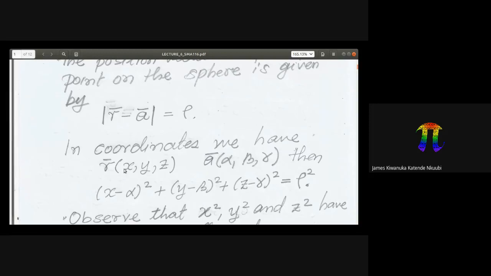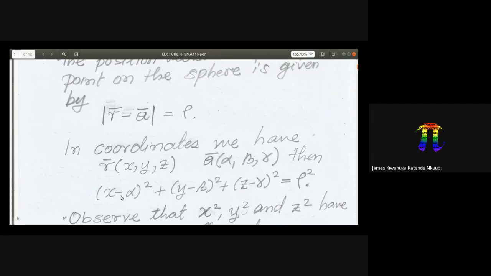So if you get the coordinates of the position vector of any point on the sphere, that should be x, y, and z. And let the center be alpha, beta, and gamma. So this is a fixed point. A is fixed because it's the center, but this other point varies. Then the distance from R minus A will be given by this quantity here.